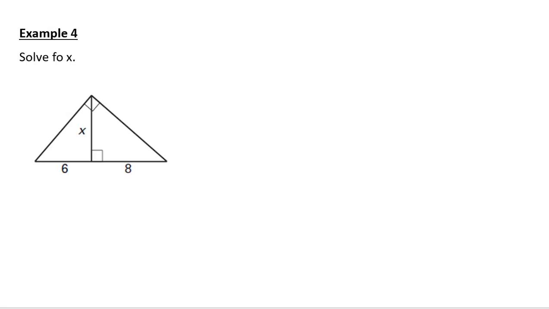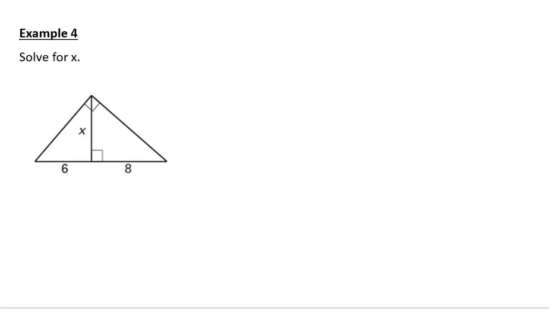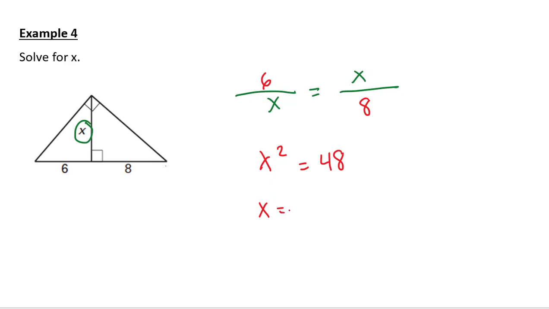Okay, example 4. Again, we have to figure out what we're given here. So solve for x. Notice here, x is the altitude. So I have my altitude geometric mean formula. That altitude goes in the mean spots between the two pieces of our hypotenuse. So x squared is equal to 48. I square root 48. Again, I want things in simplest radical form. That breaks down into 16 times 3, which is 4 root 3.